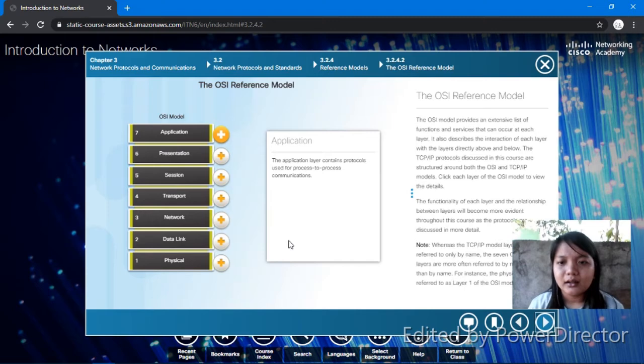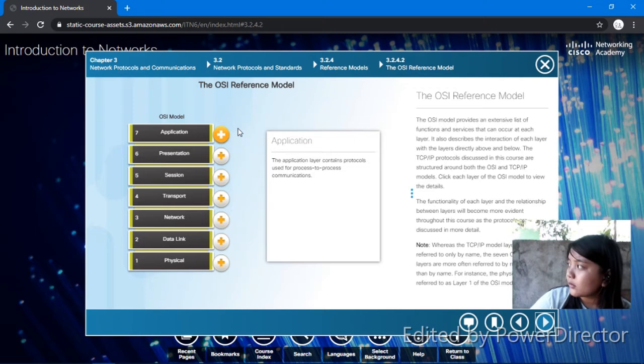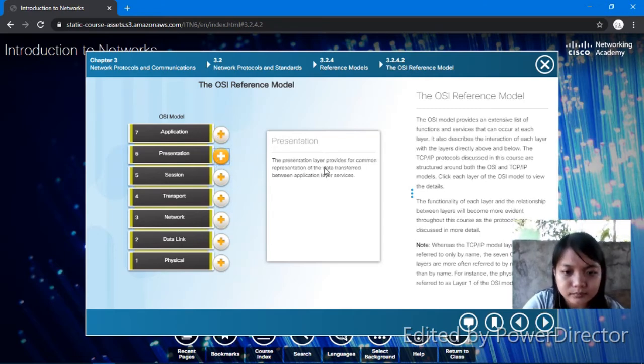The OSI reference model. I said it a while ago, so let's do it one by one. The first one is the application. The application layer contains protocols used to process communication. Then the presentation layer provides for common presentation of data transferred between application layer services.